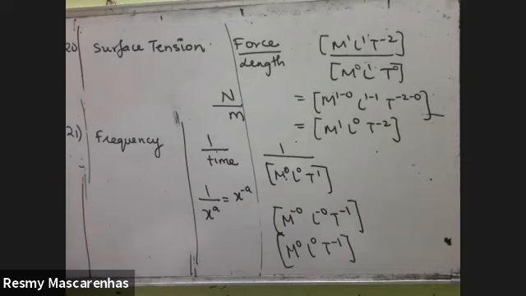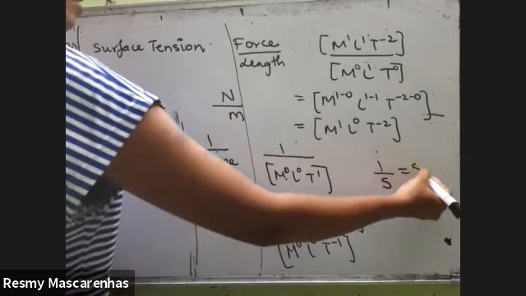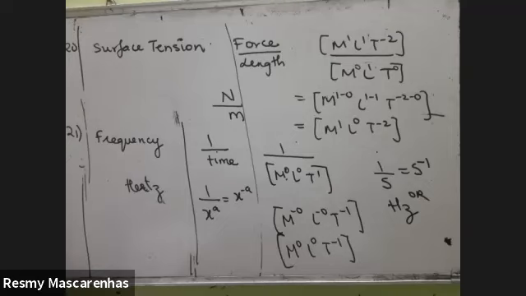The unit for it is 1 upon time, which means 1 upon second. If you take it up, it will be like this. Or frequency is also given in terms of hertz. They can write it as 1 upon second, that will go up and become second raised to minus 1, or hertz. Okay.